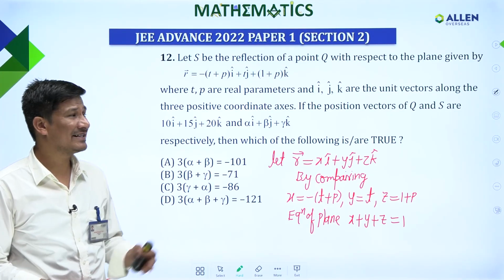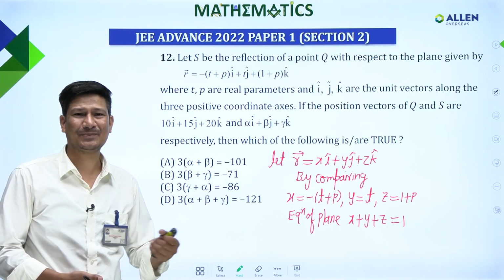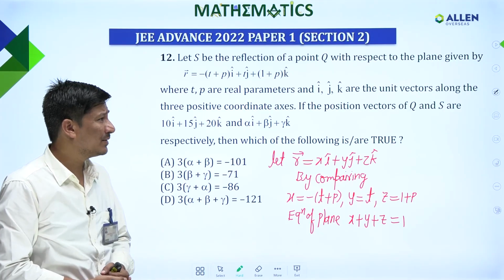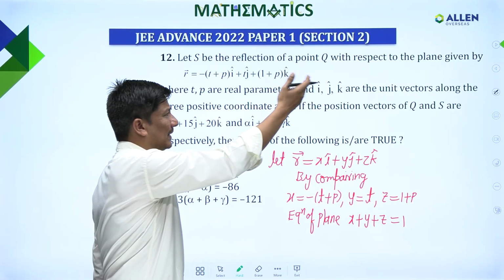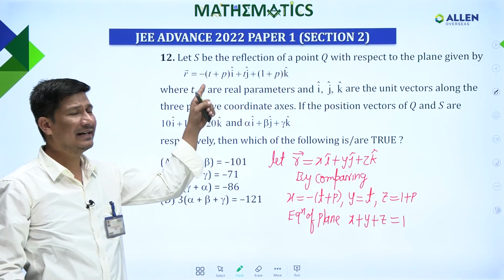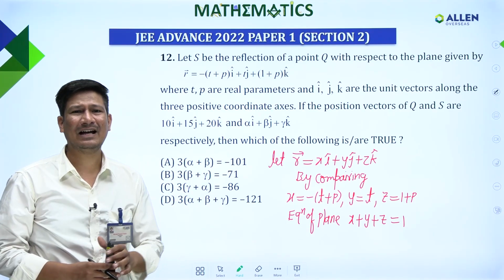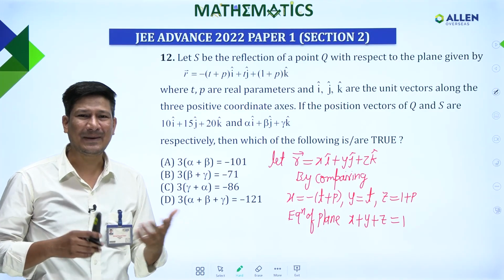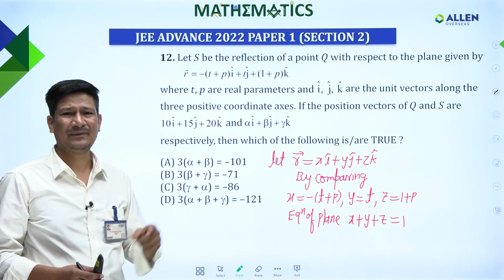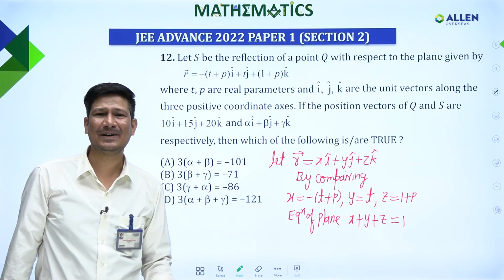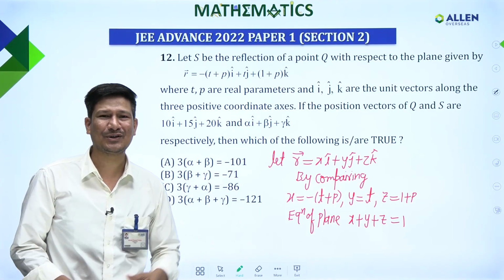Yes, that question is basically from the vector topic of class 12th. Okay, the question is: let S be the reflection of a point Q with respect to the plane given by the equation of the plane in parametric form. Hope everybody is familiar with what the parametric equation of the plane is, where t and p are the real parameters and i cap, j cap, k cap are the unit vectors along the three positive coordinate axes.